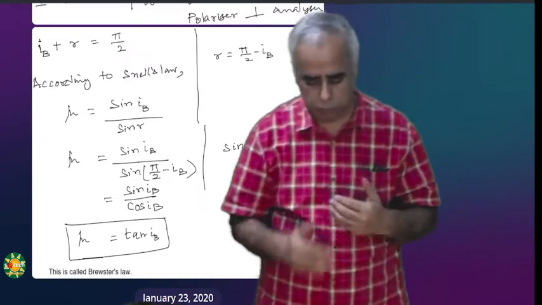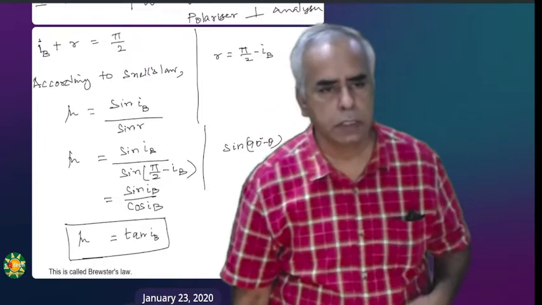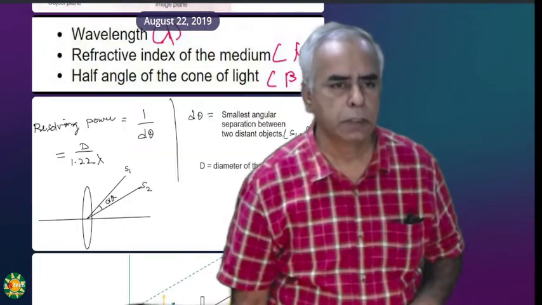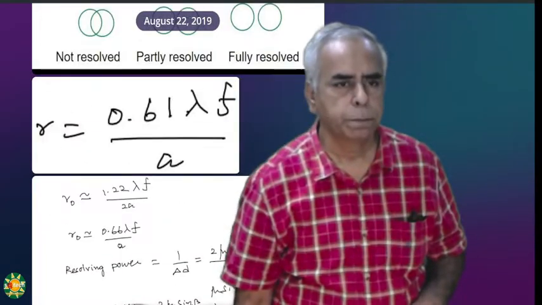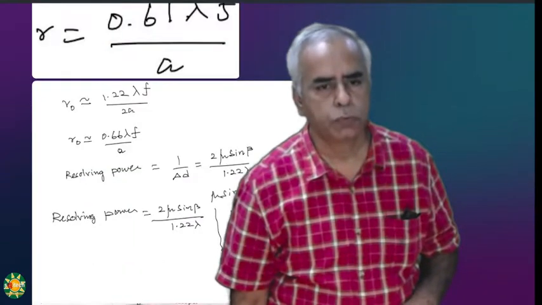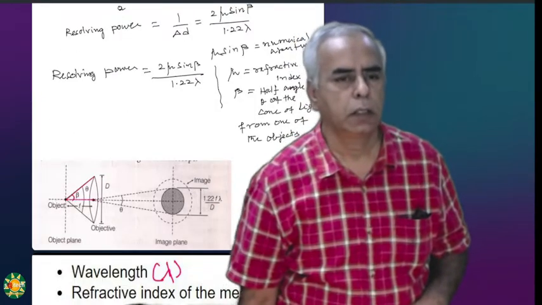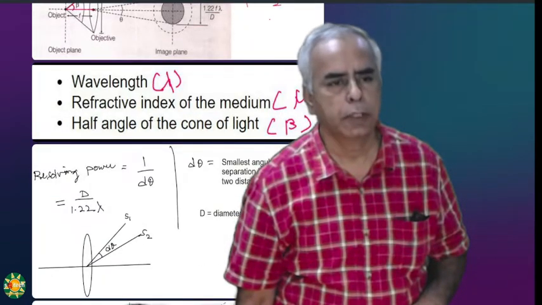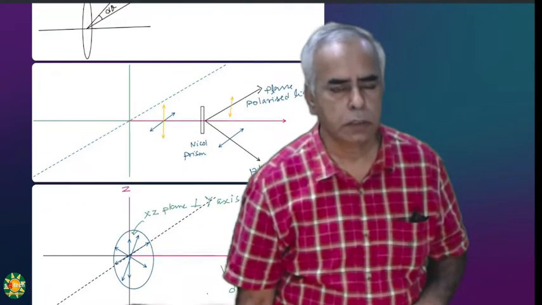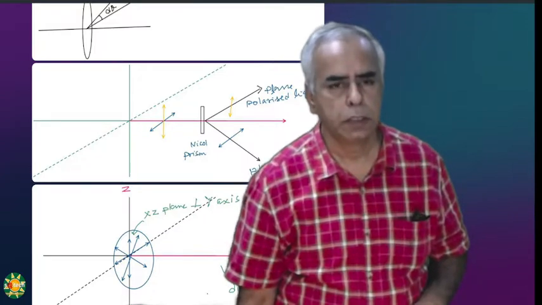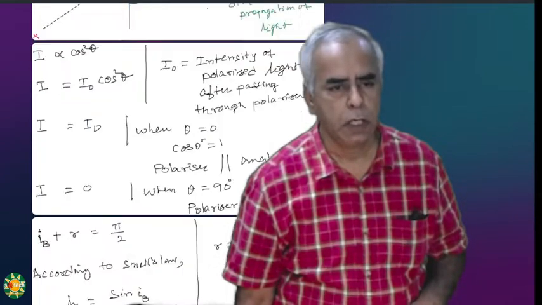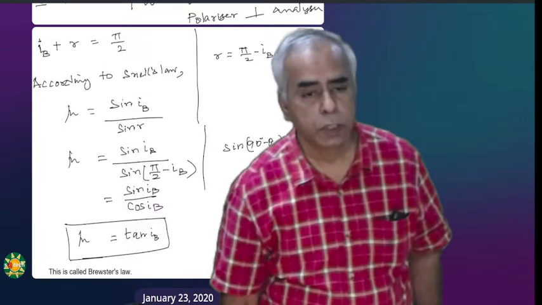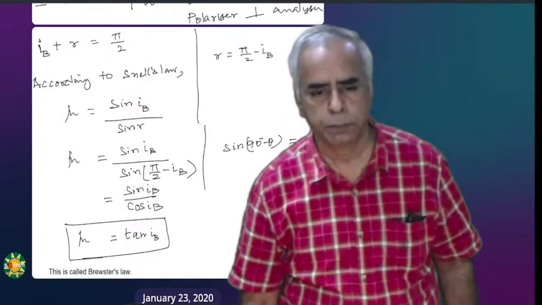Okay, so these are all very important. So we have discussed in today's session the two important aspects. One is the resolving power of an optical instrument, either a telescope or a microscope. Secondly, we have discussed about polarimetry, that is what is optical activity and what is Brewster's law. Okay, so thank you very much for watching this video.